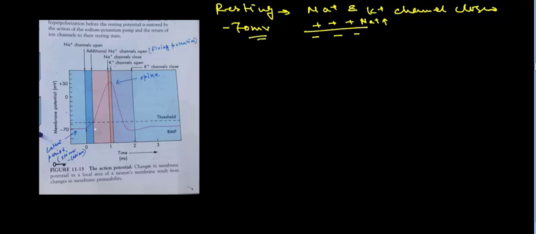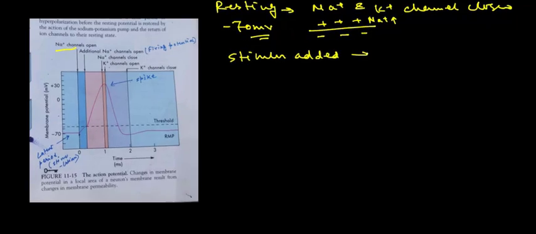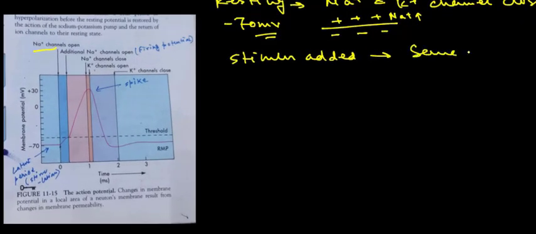Next is the depolarization and the threshold potential. When a stimulus is applied at a spot of the nerve fiber, this will cause some of the Na plus channels to open. So here you can see that some of the Na plus channels open when a stimulus is added. So some Na plus channels remain open.